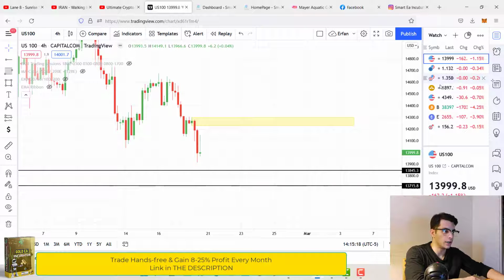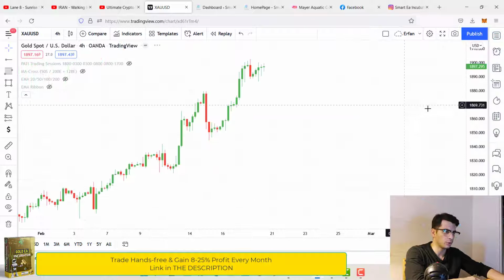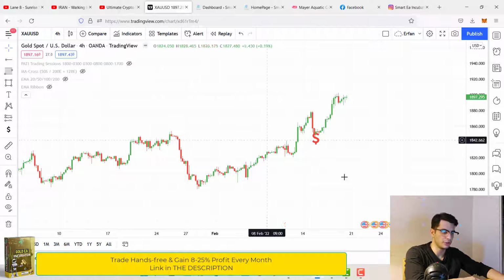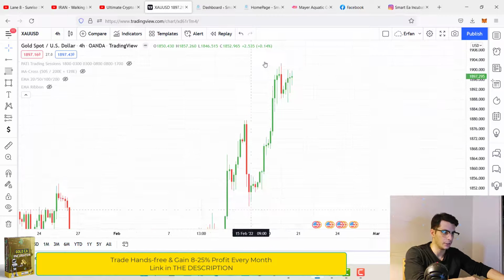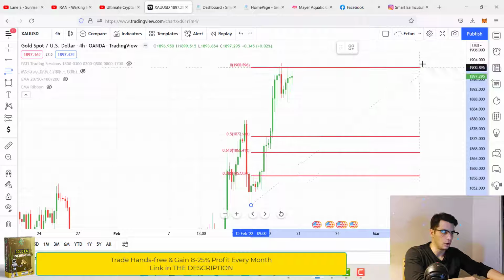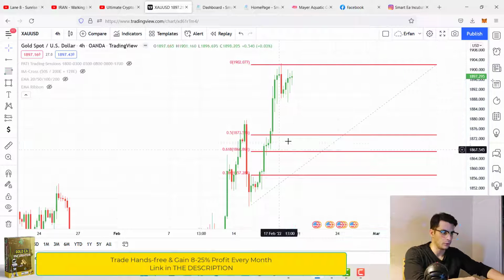Let's go to gold, guys. I want to see what gold is doing. Oh, super bullish, there's no doubt. And we have this beautiful correction here, and now continuation towards upside, break of a structure. And if you want to draw your Fibonacci, it would be from here all the way to here, and this is our golden zone around this area.